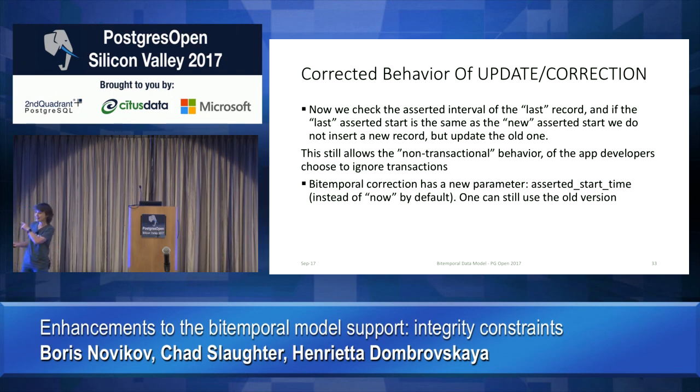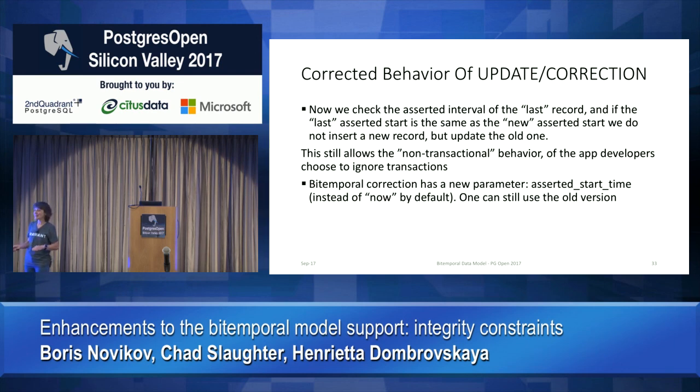So how are we doing it now? We corrected this behavior so that when we are updating or correcting, we check what the last interval was. If we find that the last interval began at the same time as our current now time, then we do not add a new time region, but we override. That's the only situation in which we actually overwrite the data, but then we preserve transaction consistency. Also, if you want to be transactionally inconsistent, you can.